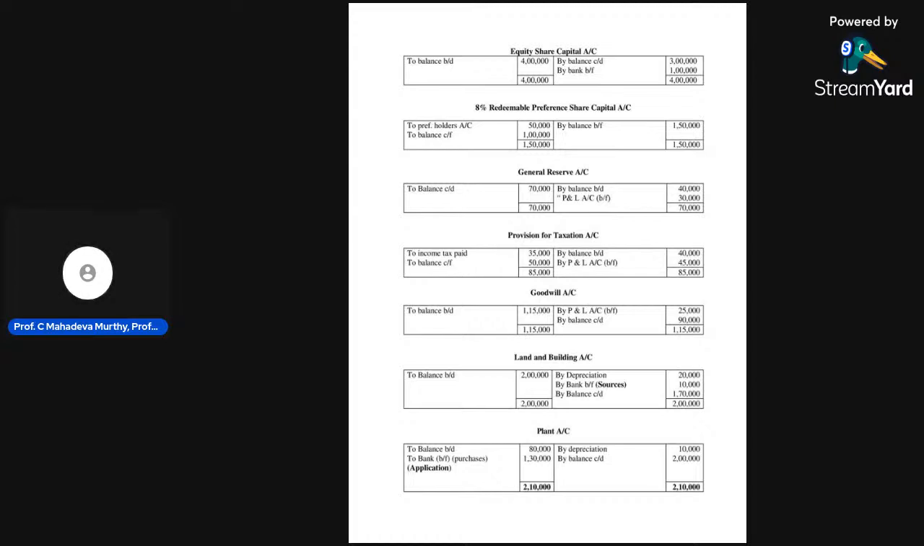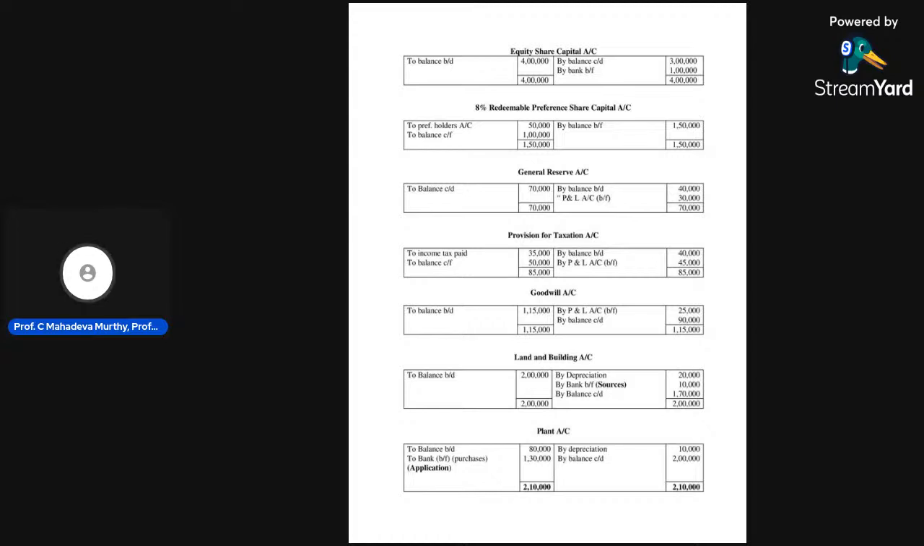Then goodwill, that is balance brought down. Goodwill is an asset, therefore it is to balance brought down 1,15,000. Vice versa, 1,15,000. Then by P&L account is 25,000. By balance carried down is 90,000. Total, no other items, 1,15,000. That is also on the debit side, goodwill is 1,15,000.